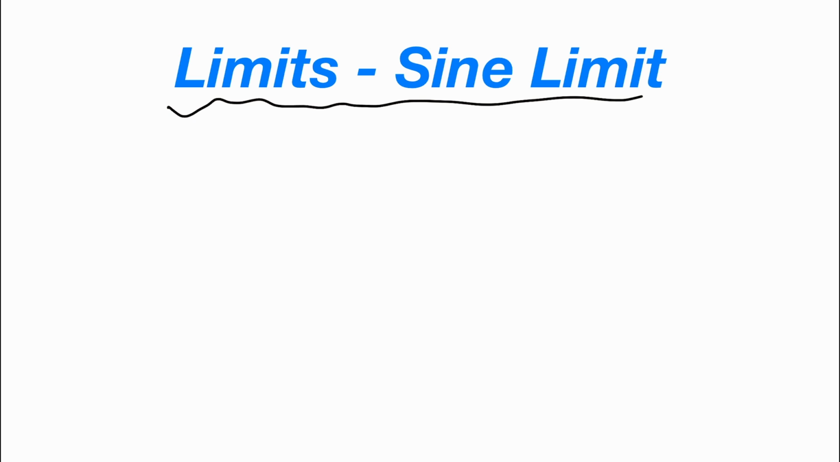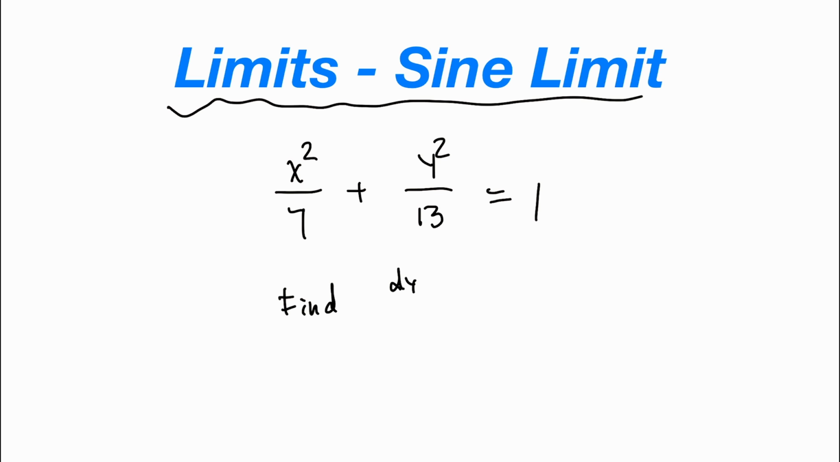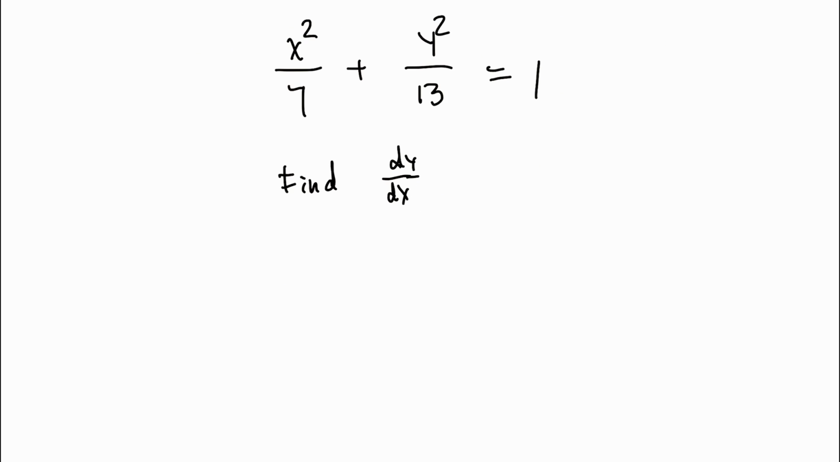The daily problem states that if we have x squared over 7 plus y squared over 13 is equal to 1, we want to find the rate y changes with respect to x, which is find dy over dx. Pause the video if you want to take a try and proceed when you think you're ready.